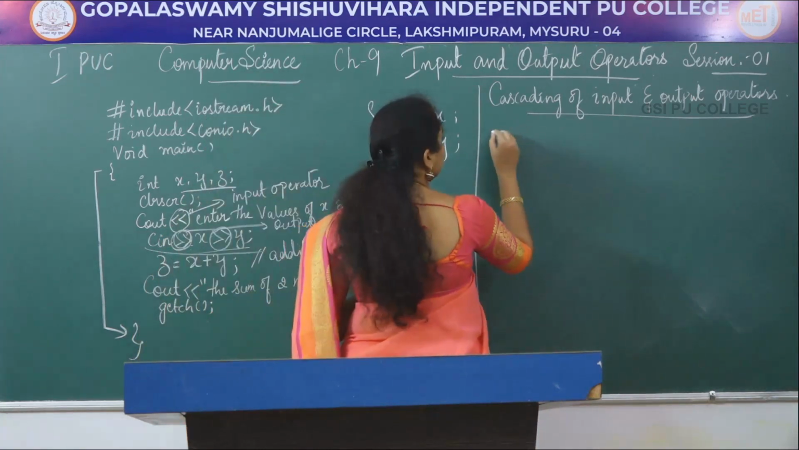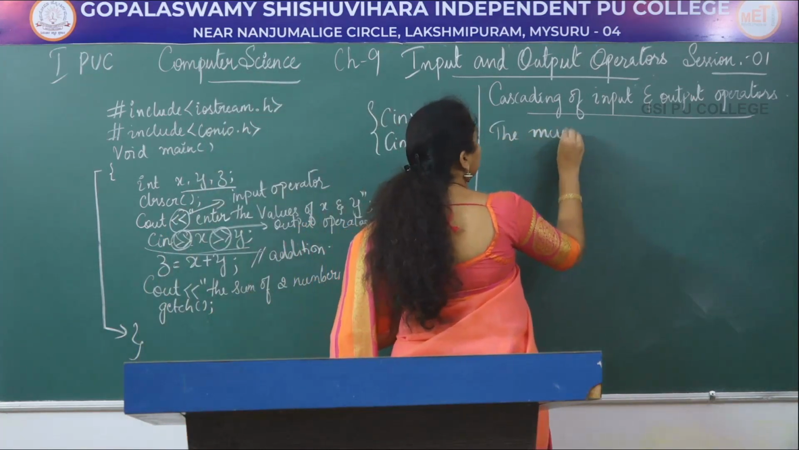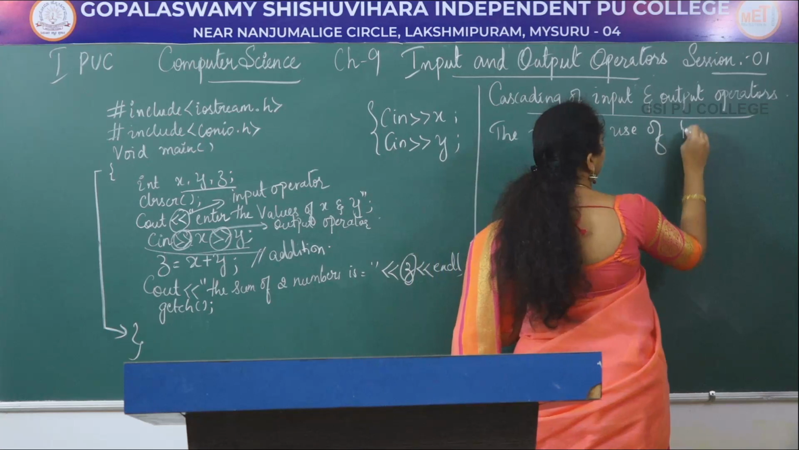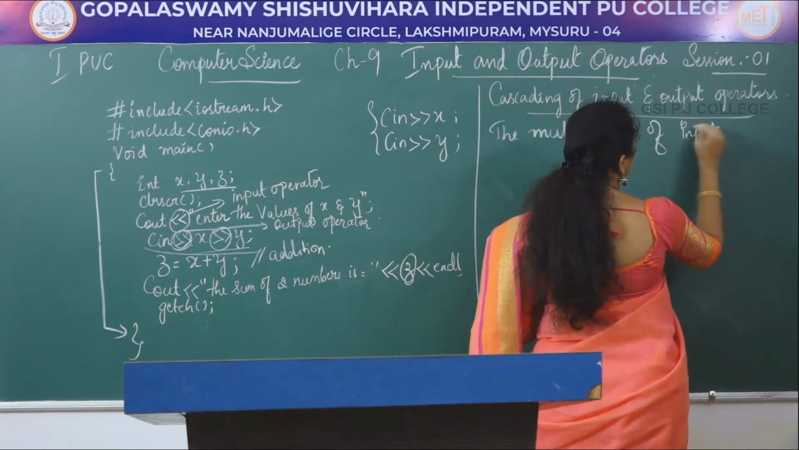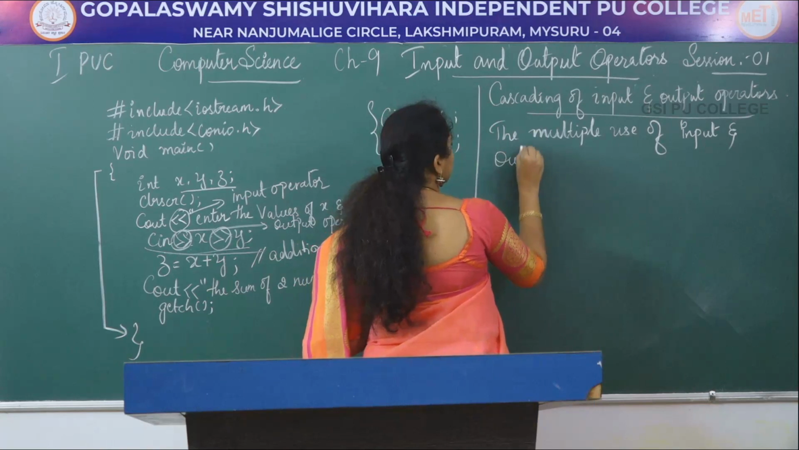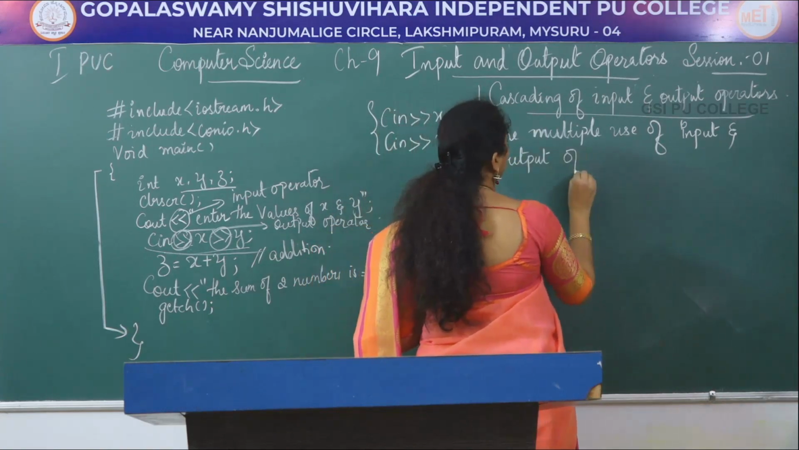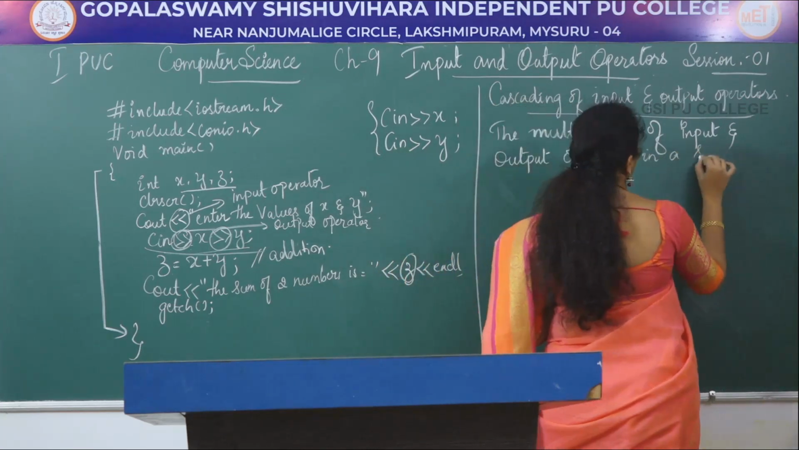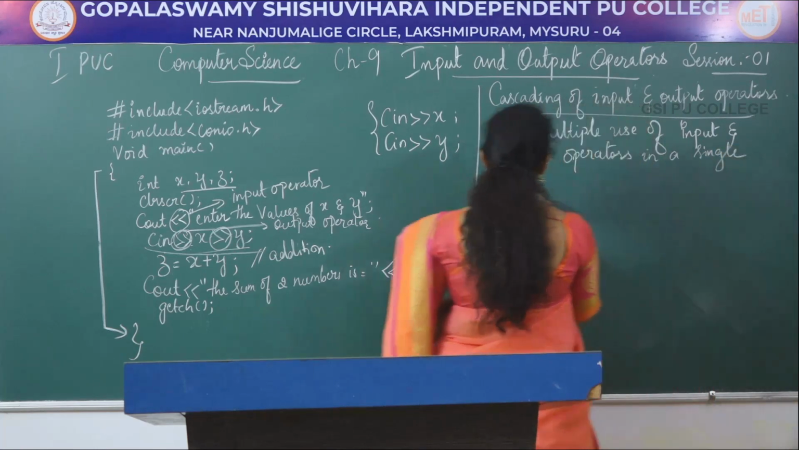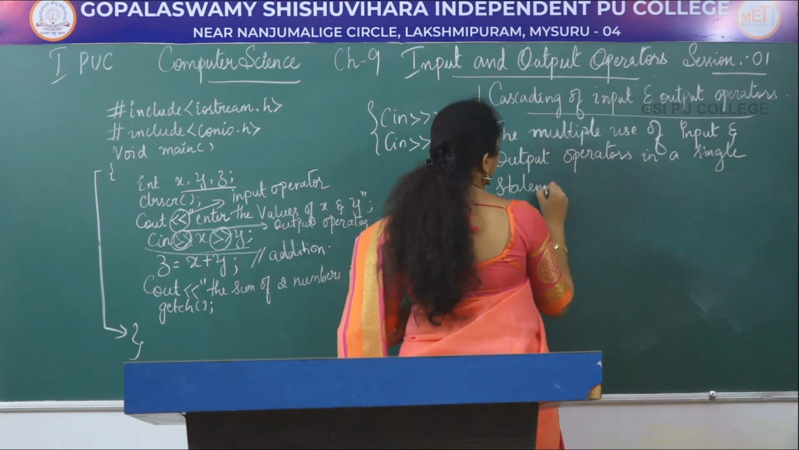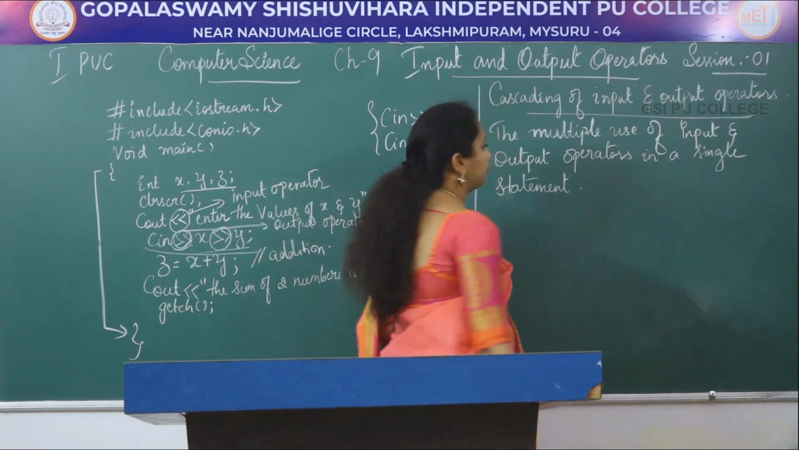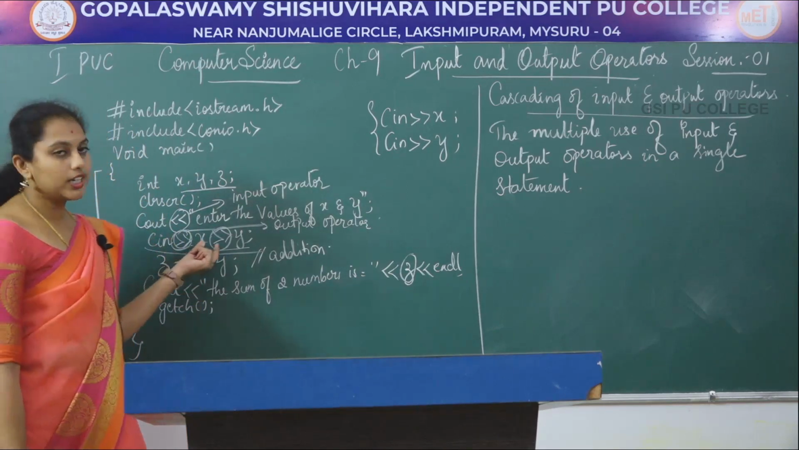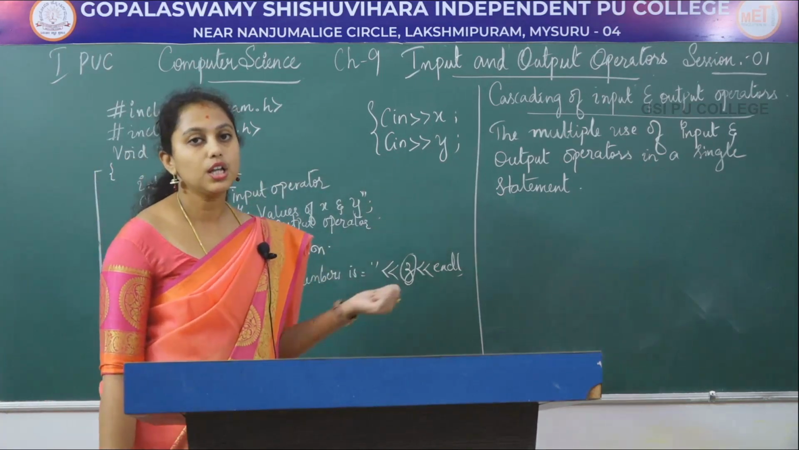It is nothing but the multiple use of input and output operators in a single statement, which is called cascading of input and output operators. So this reduces the number of lines in the program.